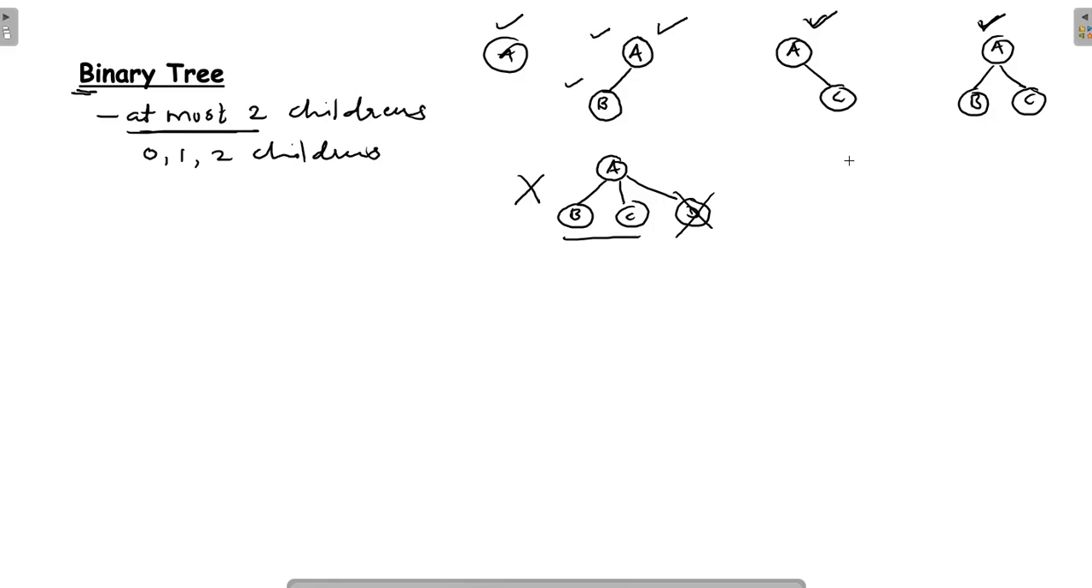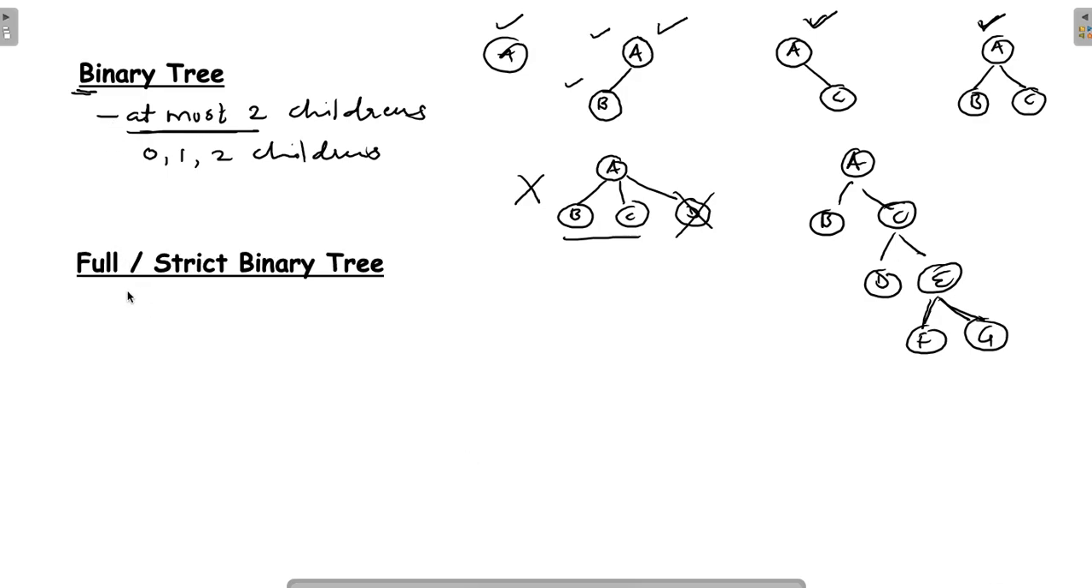If you expand the tree, let's say A has children B and C, C also has children D and E, and E also has children F and G. This is a binary tree because every node has a maximum of two children. At any level you can have children, it doesn't matter, but there should be at most two children.